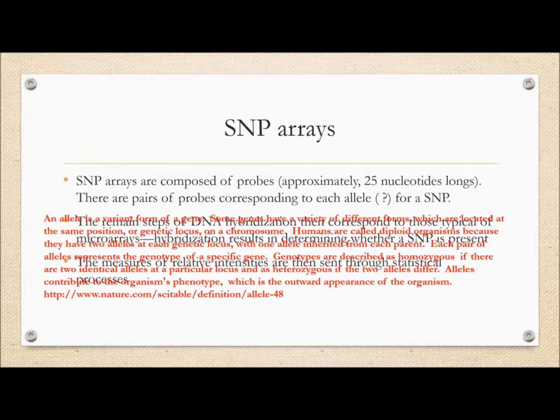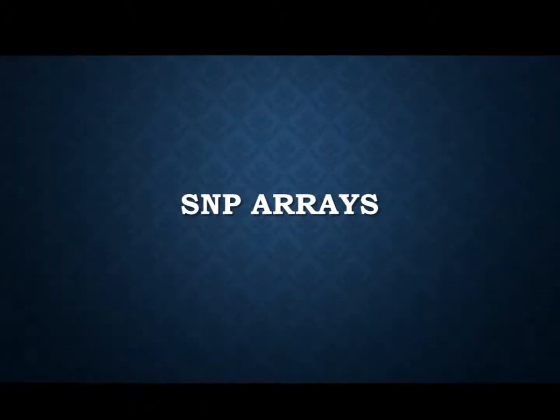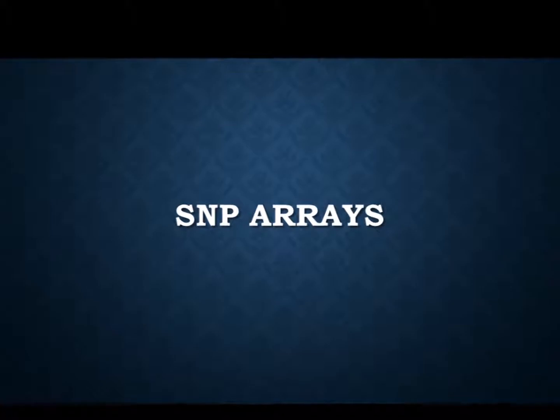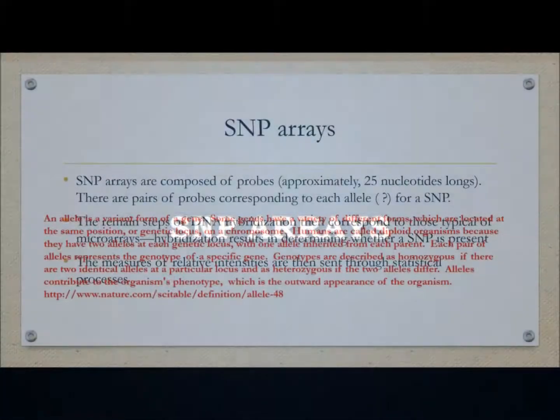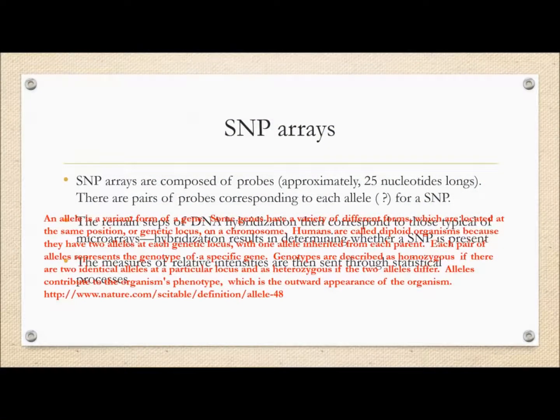Each parent's allele represents a genotype of a specific gene. Genotypes are described as homozygous if there are two identical alleles at a particular locus, and heterozygous if the two alleles differ. Alleles contribute to an organism's phenotype, which is the outward appearance of the organism, and not necessarily outward. You might have, for example, a proclivity towards suffering from a particular disease, which is also a phenotype.